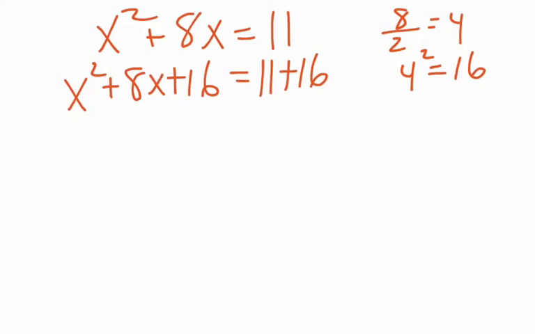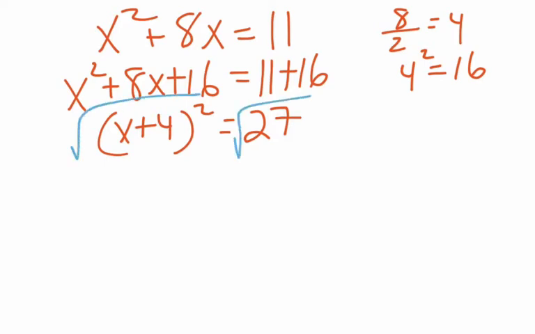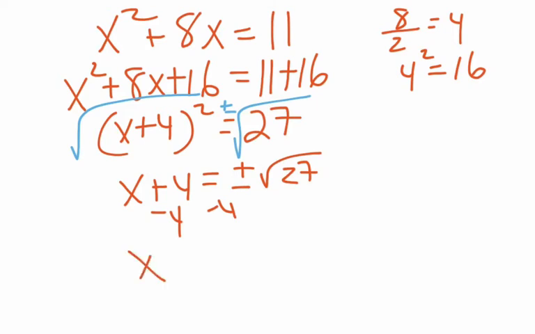When I go to factor this, I know because of the strategy I'm using that it is going to factor into x, and in this case it will be plus 4, squared. And this is where the 27 comes from. Now we will square root both sides. This is where the plus minus comes in. The square rooting of the squaring will leave us with x plus 4, plus or minus the square root of 27, and then we will subtract 4 from both sides to get -4 plus or minus the square root of 27.